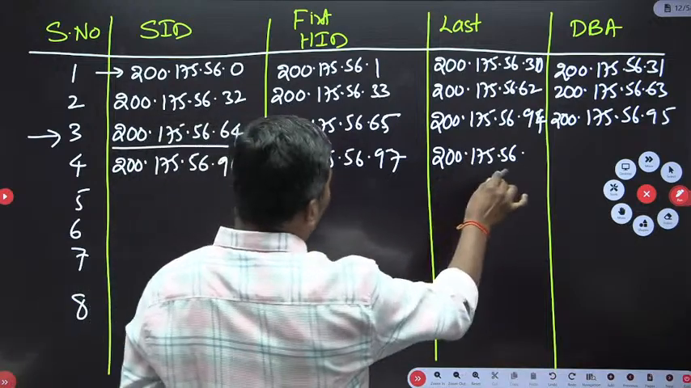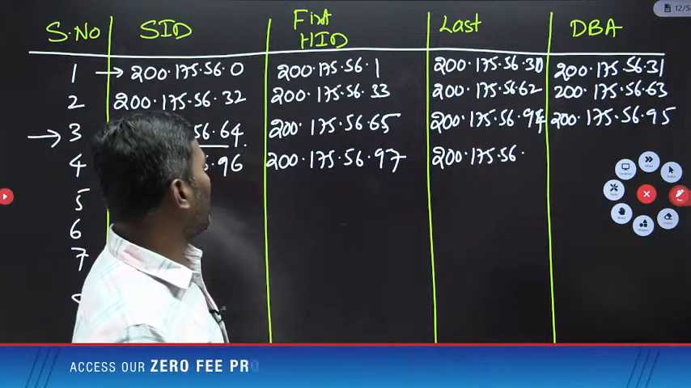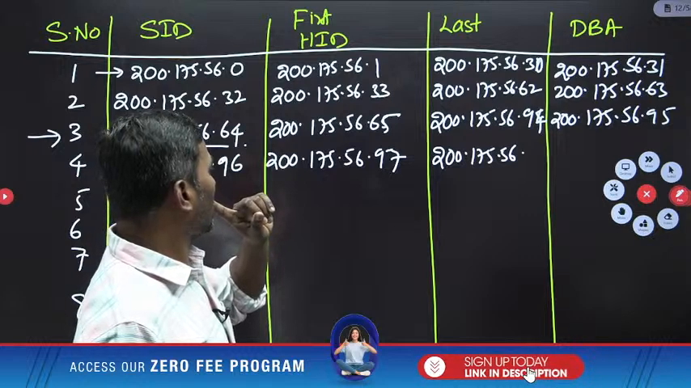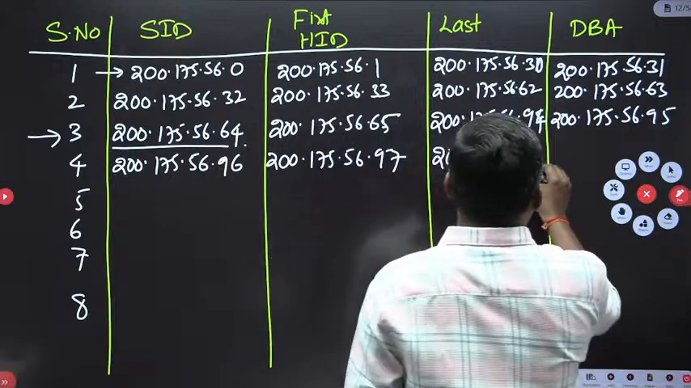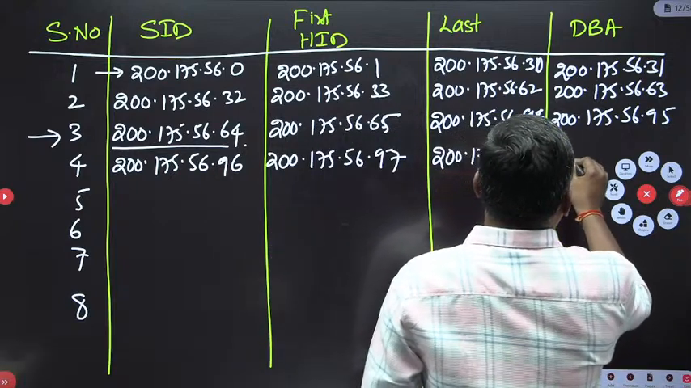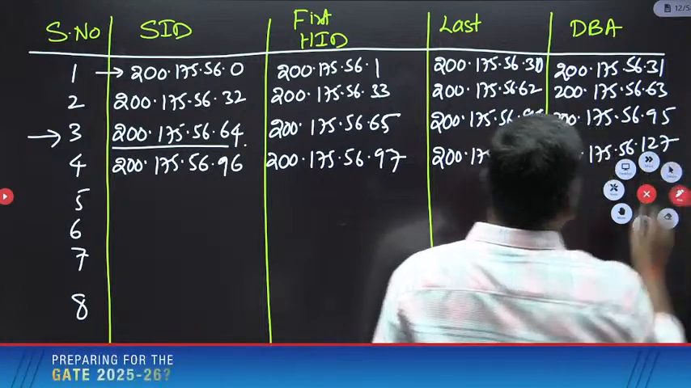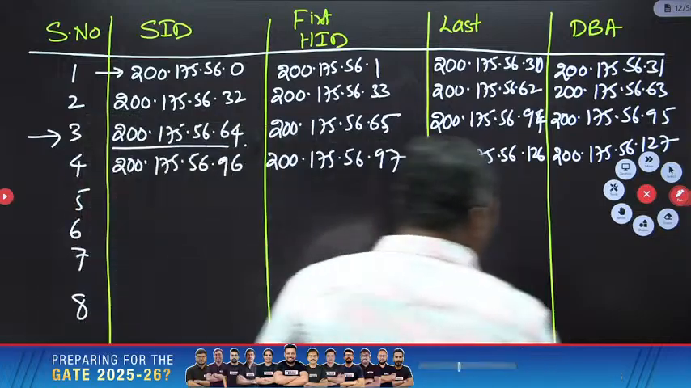What is the value? Can you tell me this last IP address? Last host ID here. 126, isn't it? 126, 200.175.56.127. 127, correct? Now come to the point here.